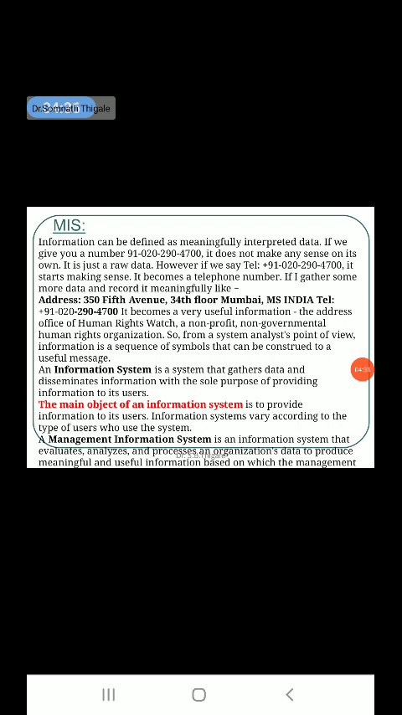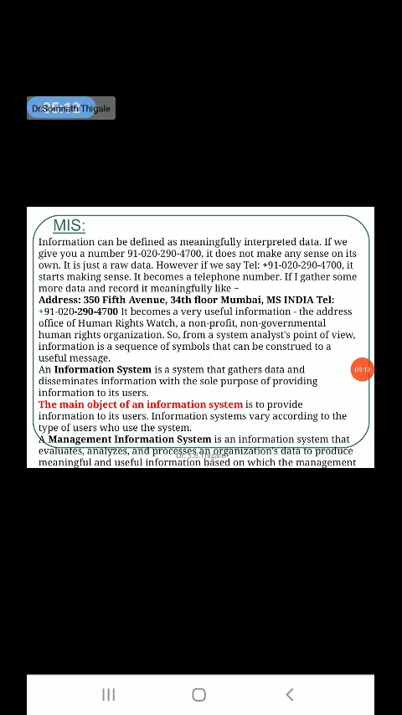Simply I can say we perform some process on raw data and convert that raw data into specific information, just like sugar cane. We collect the sugar canes, the process is done, and sugar is extracted from it, just like sugar factories. The same purpose is there for MIS. So the main objective of an information system is to provide information to its users. Information systems vary according to the type of user who uses the system.